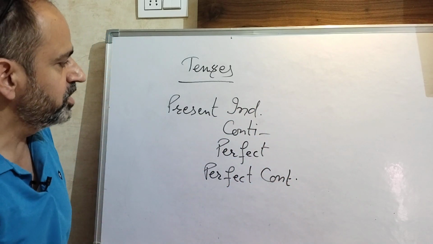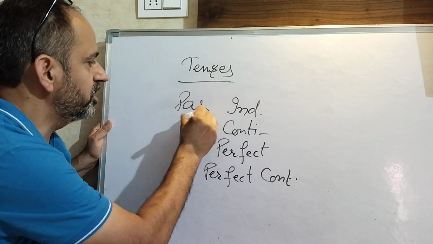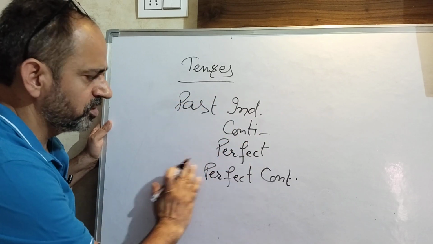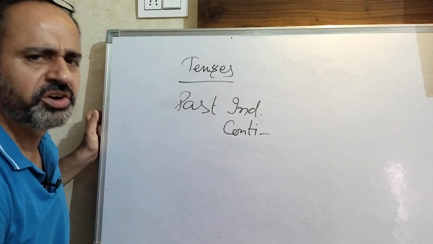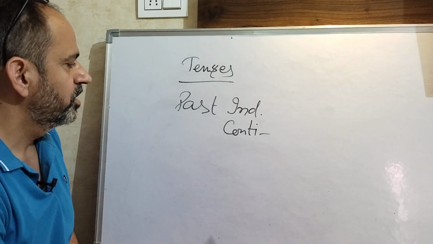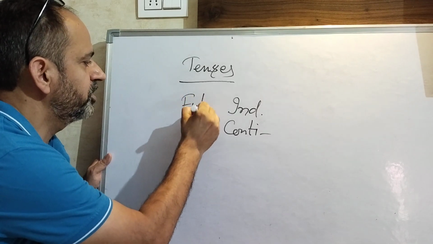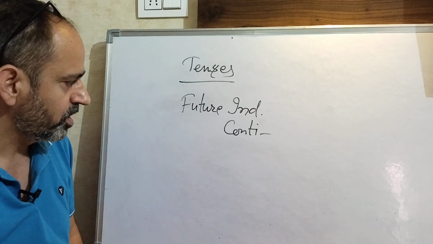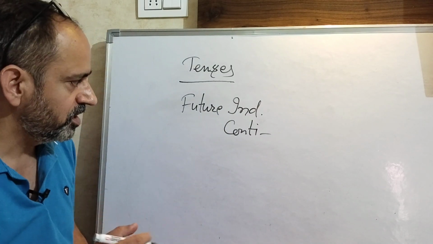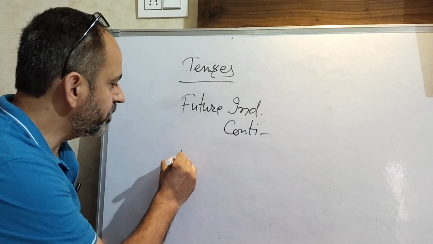Okay. In case of past, you need to learn past indefinite and past continuous; you do not need much more than these. Then you should learn about future indefinite and future continuous. Okay, sufficient. After learning all these tenses, you have to learn their passive voice.